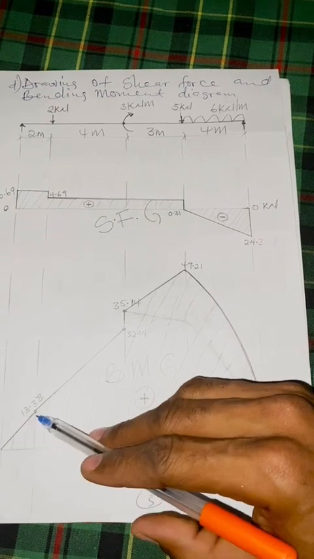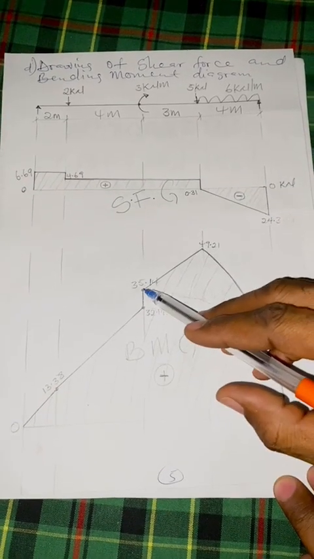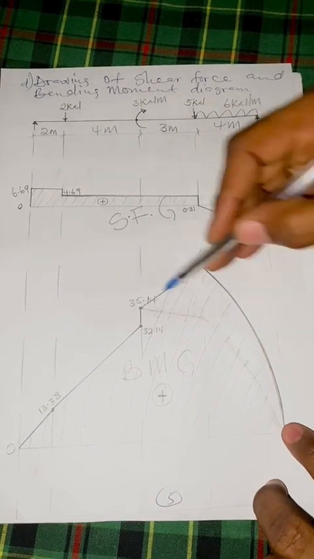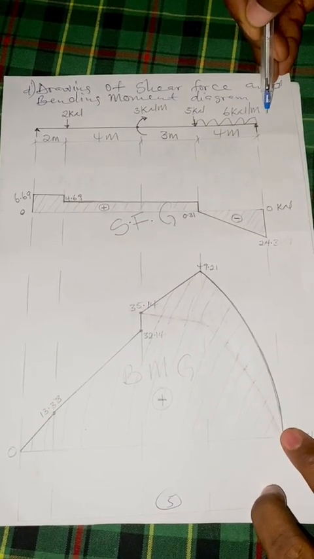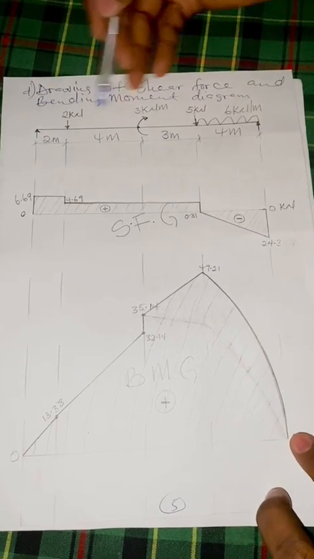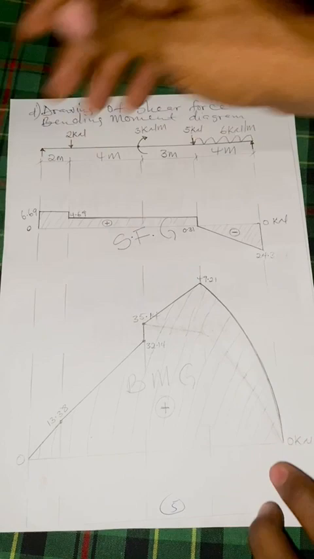So you trace a line to this point, then trace a straight line, then trace this. Why is this one curved and this one straight? This one is UDL, that is why it is curved. So you have to draw it in a curved manner. But for the point load, you have to draw it as a straight line.